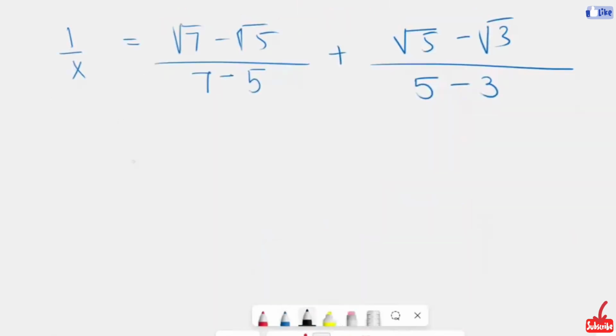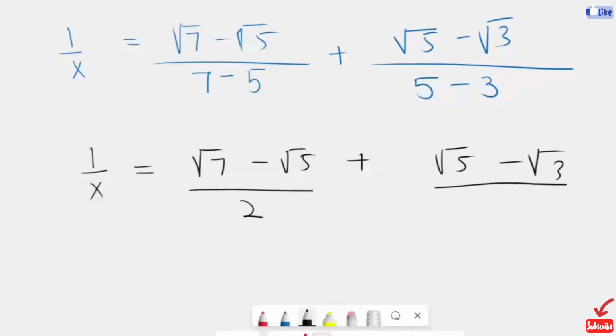Now we are going to simplify it further, so it will turn to 1 over x is equal to root 7 minus root 5 plus root 5 minus root 3. Here over 2 is remaining.